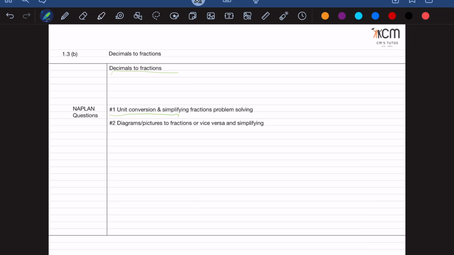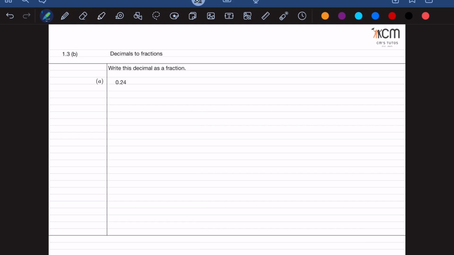The second one is about diagrams and pictures to fractions and vice versa, and simplifying them. We're going to be looking at them in a moment, so keep up with me. Materials are from the Essential Mathematics for the Australian Curriculum 3rd edition, Cambridge University Press.